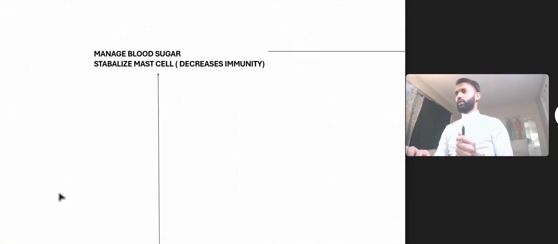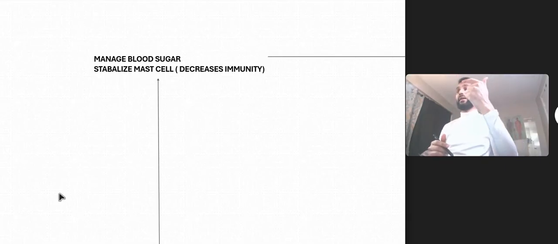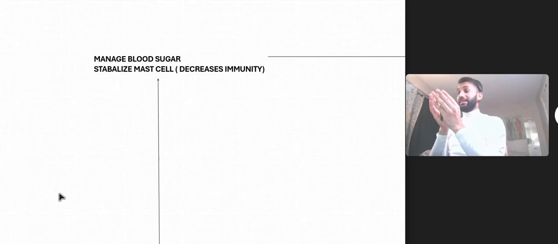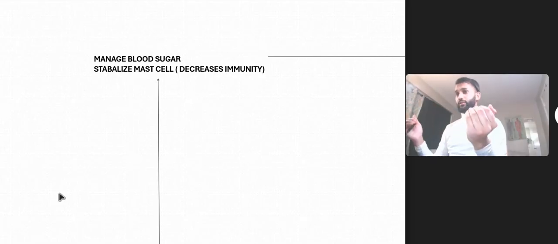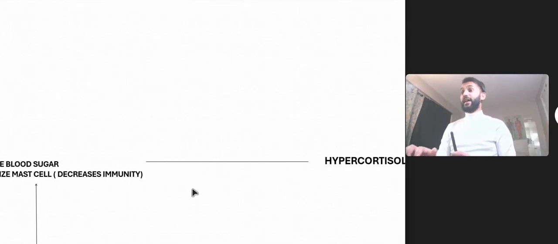What can go wrong? In the blood, we have cortisol. What will that do? Cortisol does two main things. It increases the blood sugar, and it stabilizes the mast cells so they do not degranulate. Mast cells are immune cells, so as a result, your immunity decreases. So the two things it does: manages the blood sugar and stabilizes the mast cells. Stabilizing mast cells means decreasing the immunity. That's what cortisol does.